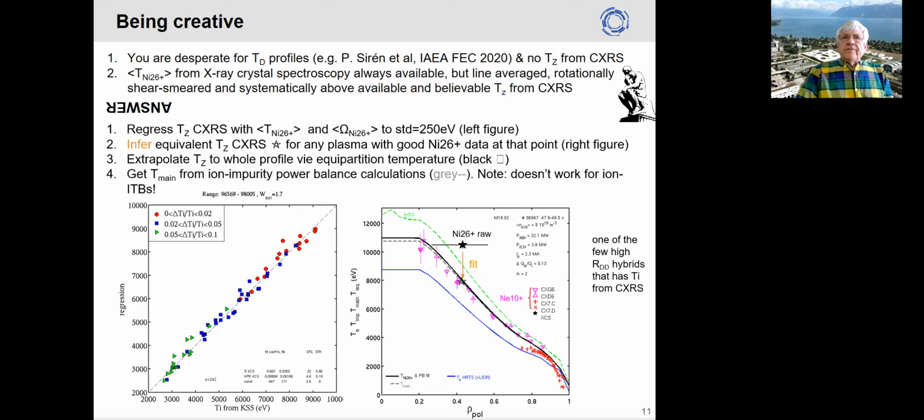Then, if you want to push it a bit further, you can make a correction for the main ion temperature based on what we've just seen before. In this case, the difference is so small that you could neglect it. One thing I have to be careful about is that when you have an ion ITB, then all of a sudden you get a huge change in the ion temperature gradient, and this method doesn't work.